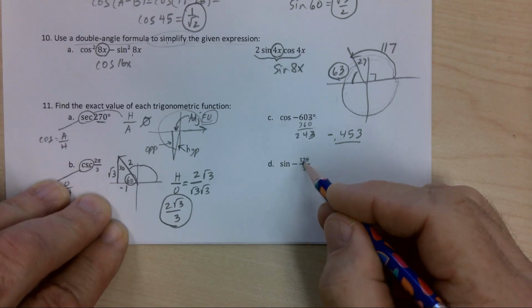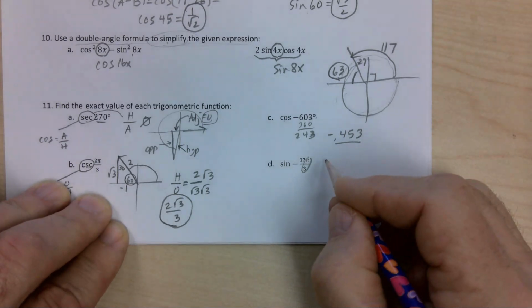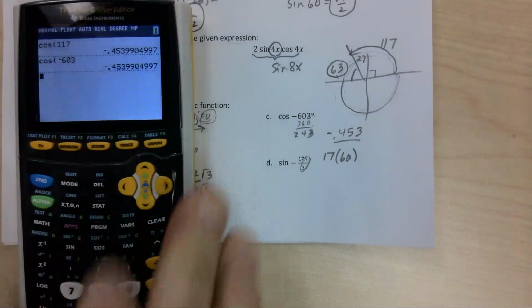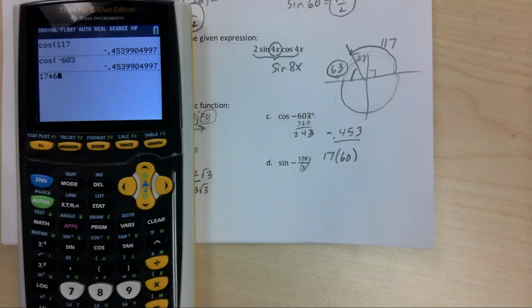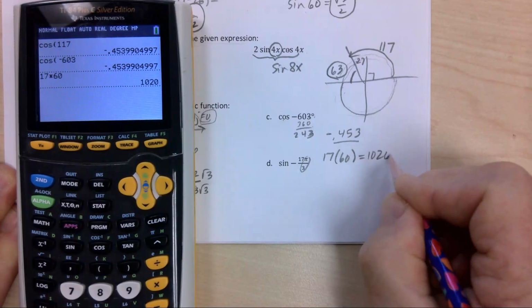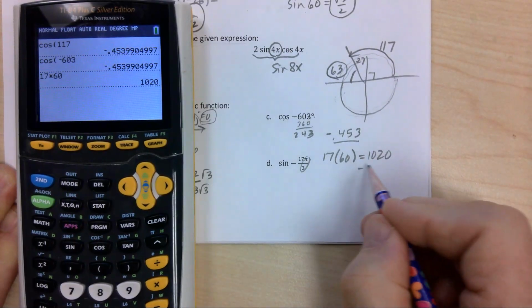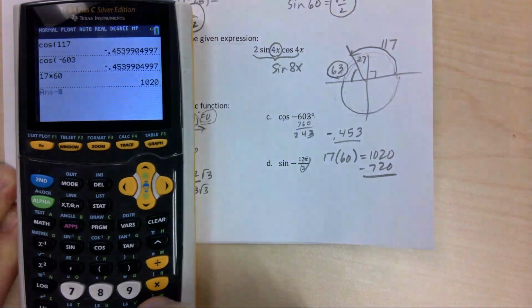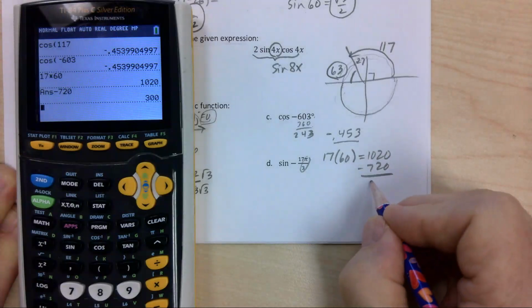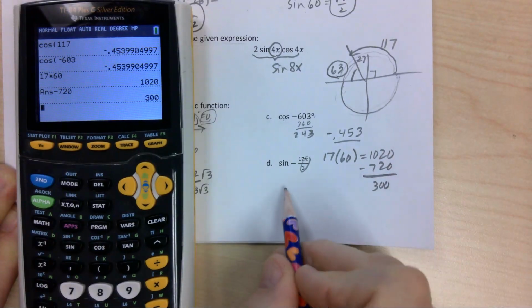Sine, you can see this is more of a special right triangle. That's 60. So 17 times 60. Let's figure that out. 17 times 60. We got 1,020. So I'm going to subtract 720 from that, because I know that's 2 revolutions, 360 and 360. So it's really the same thing as spinning your spinner 300.